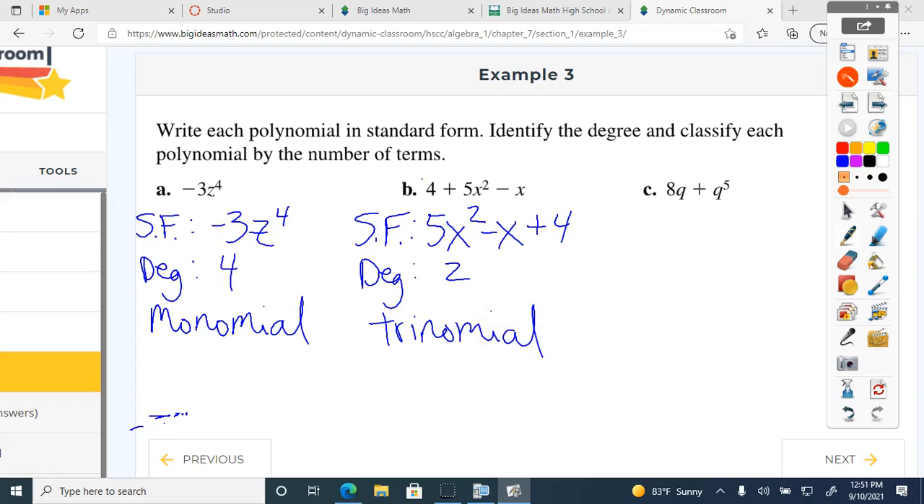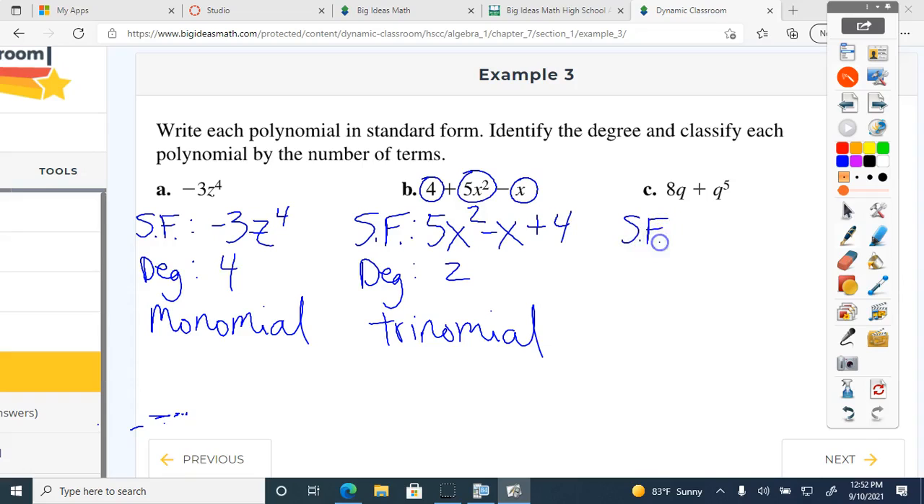This is one term. This is one term. That's one term. How many terms are there? 3. Terms are always separated by plus or minuses. If you're multiplying, that's the same term. If you're dividing, it's the same term. But if you're adding or subtracting, that's what's separating the terms. Everybody good? How about C?